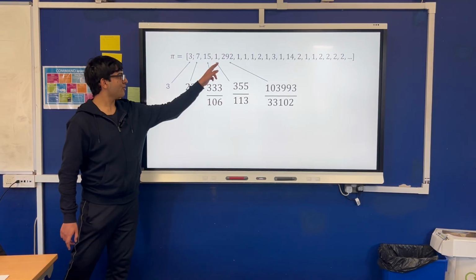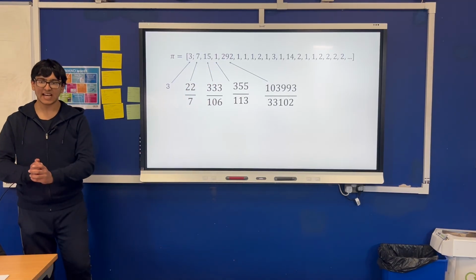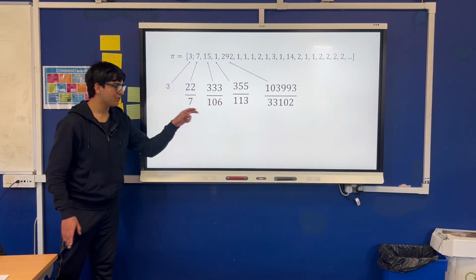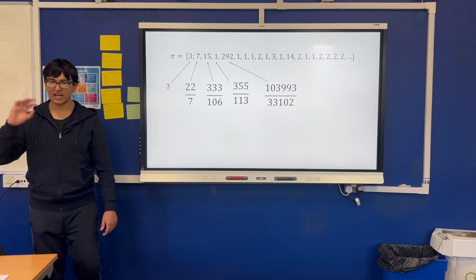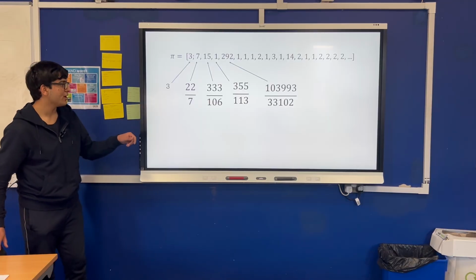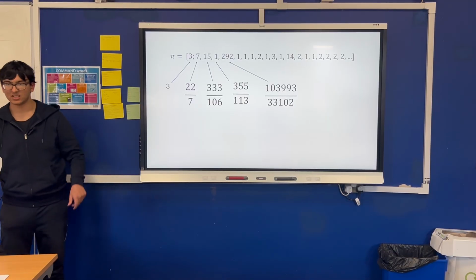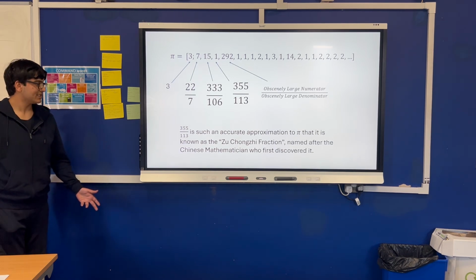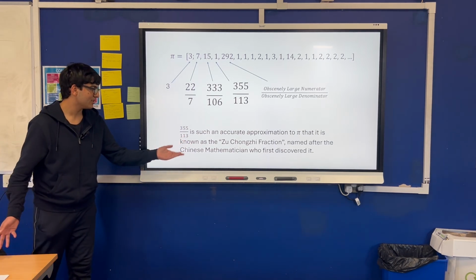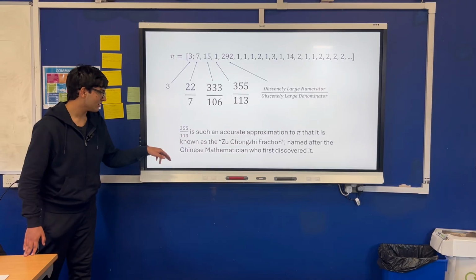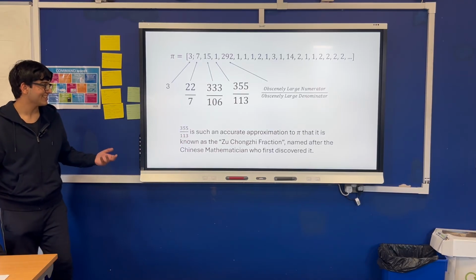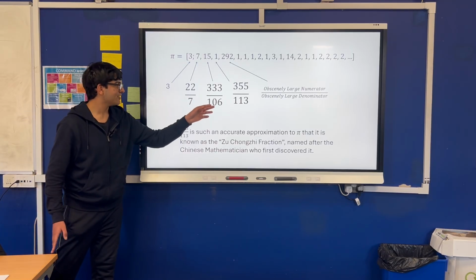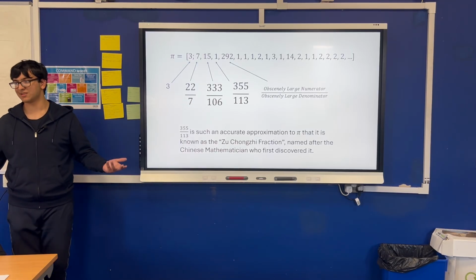But the fact that this coefficient is so large actually means that the previous approximation is a really, really, really good one. And this comes straight back from the original process of generating this continued fraction. Isn't that awesome? So just a little bit of trivia. It's such a good approximation to pi that it's known as Zu Chongzhi's fraction, named after the Chinese mathematician who first discovered it. So this continued fraction proves that 355 over 113 is the GOAT of pi approximations.